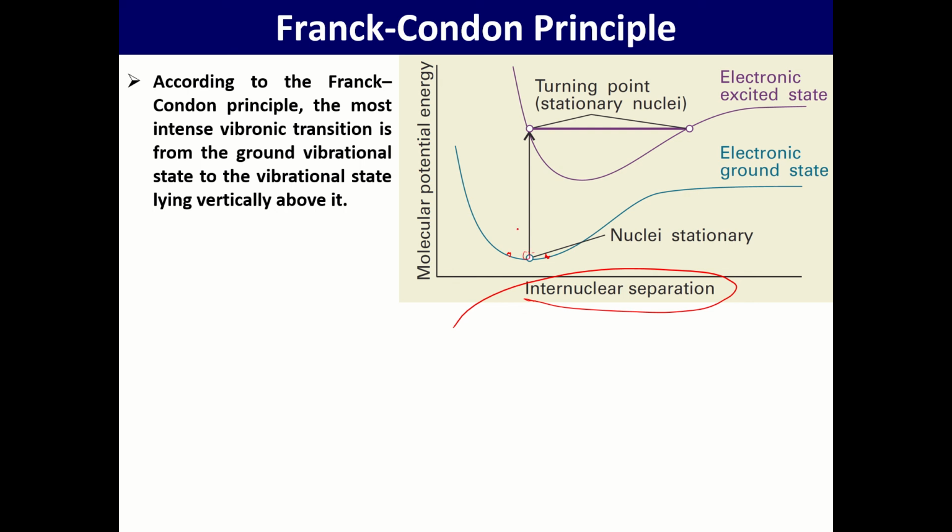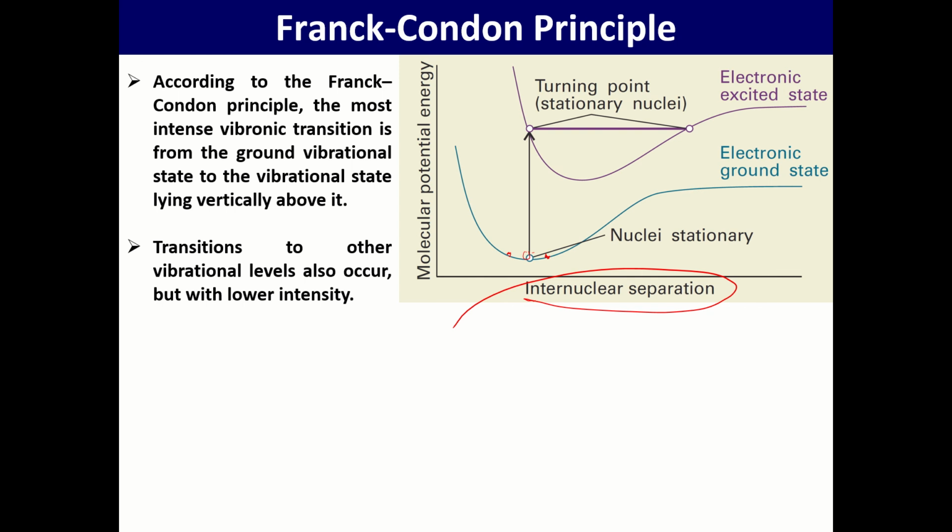But if we consider this one, we will see more into that, try to understand. So transition to this vibrational state will occur, transition to other vibrational levels will also occur, but that will be of lower intensity. The vibrational transition that happens most intensely will be from the ground vibrational state to the vertical above it.